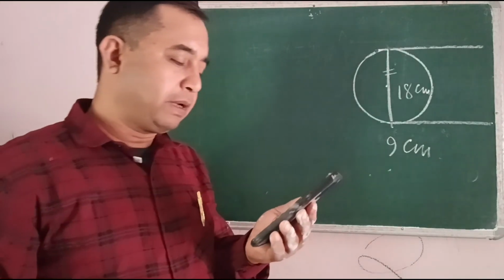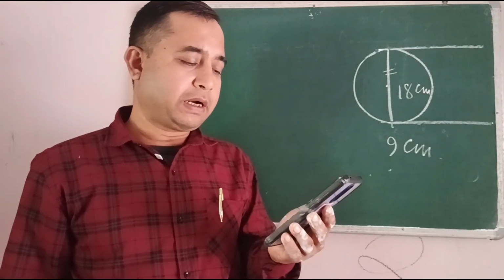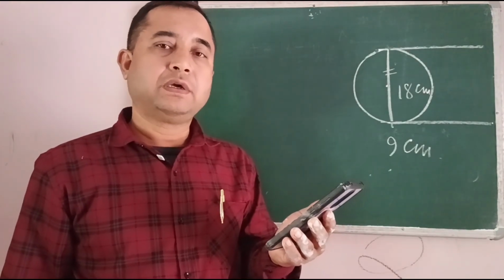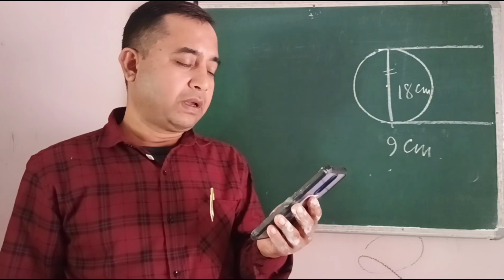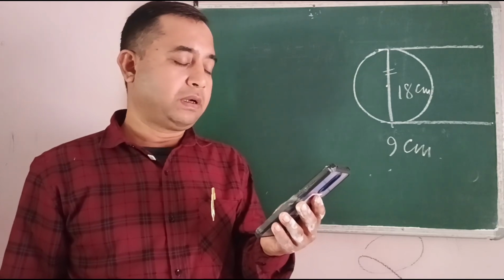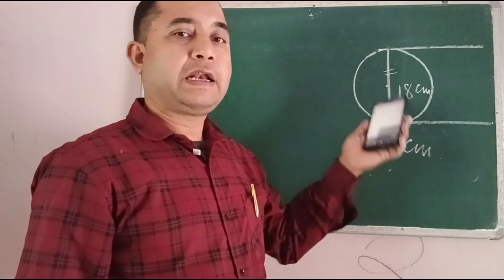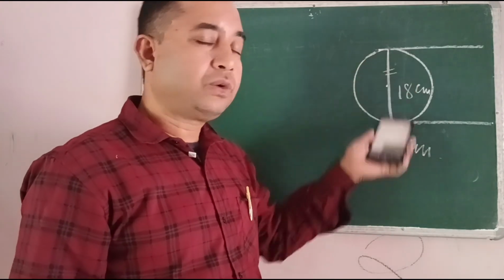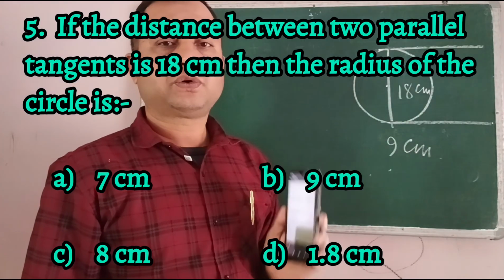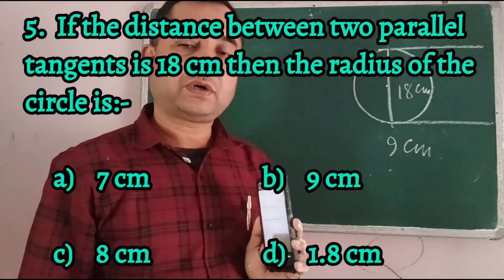Here are the options given: 7 centimeter, 9 centimeter, 8 centimeter, 1.8 centimeter. So the correct option is B, 9 centimeter, because the radius is half of the diameter, and the diameter is the distance between the two parallel tangents. So 9 is the correct option.